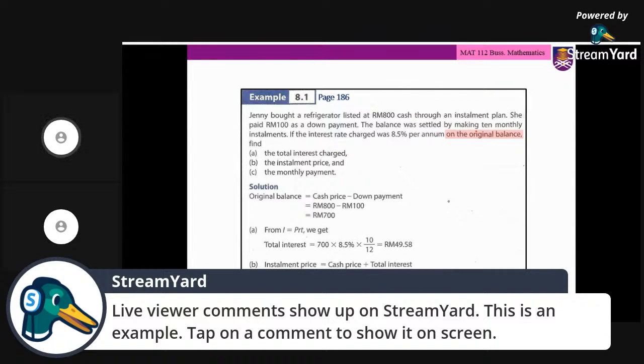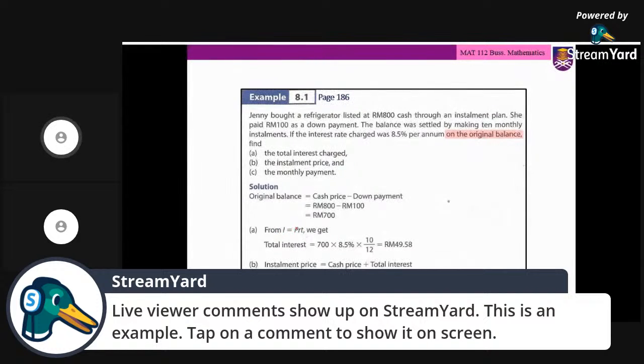So if you can see this, in the question they already state it is based on the original balance. Okay, so then you need to use the original balance in your formula, which is, if original balance, the interest must be I equals PRT. Okay, so the first one is total interest charge. Okay, so we know that for original balance, I is equal to PRT.